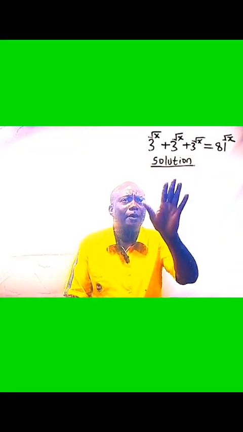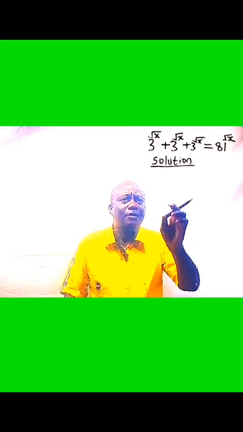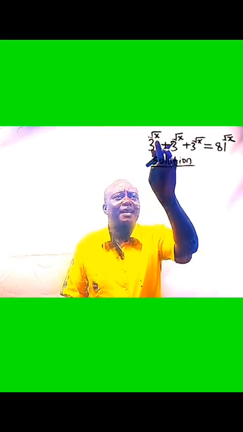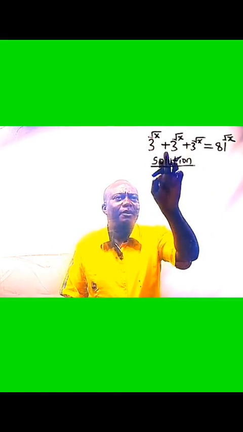Let us solve this problem together. If you can do it, just pause the video and try it, and come back and see the solution. This one is 3 to the power root x plus the same thing plus the same thing. That means they all resemble.